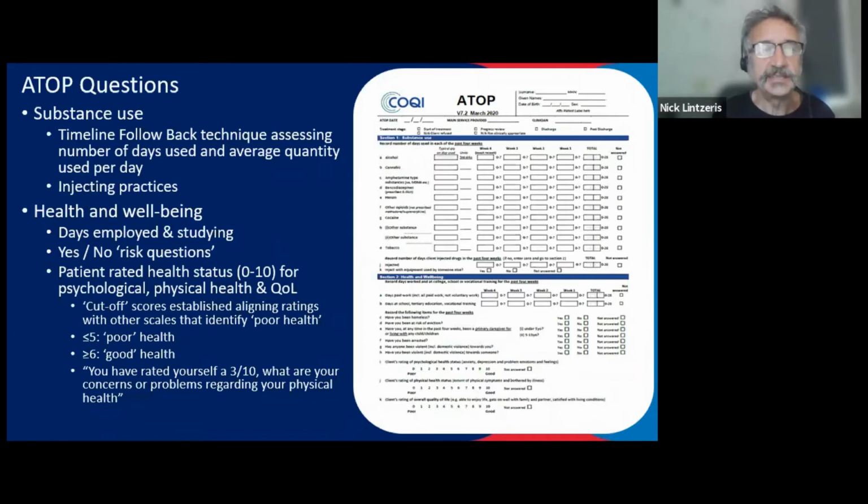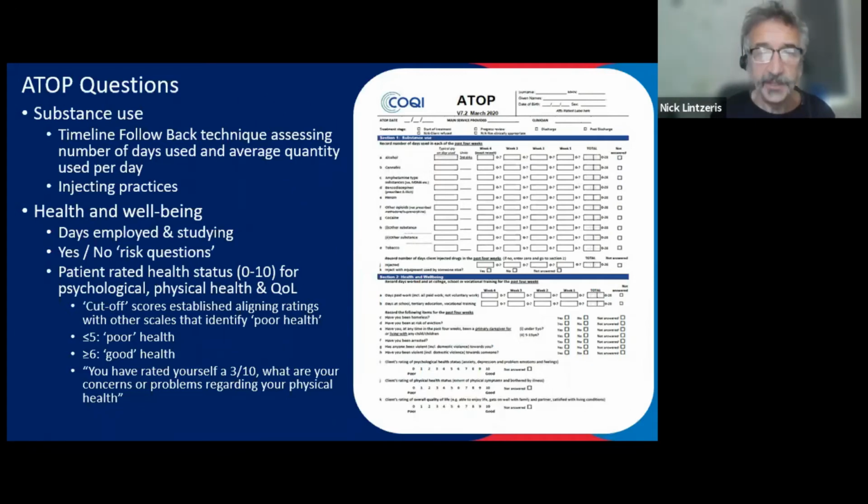And it's a really simple question whether or not you have used any equipment used by anyone else. And so those are the substance use questions in the last 4 weeks. Then we have a range of health and wellbeing questions. The first two relate to days employed and the days engaged in study, and they're asked in a similar timeline followback. There's a number of yes or no risk questions around housing, violence, arrests, and child protection.